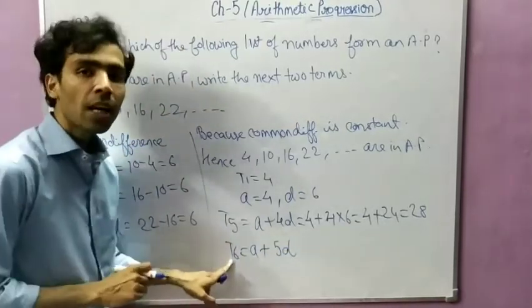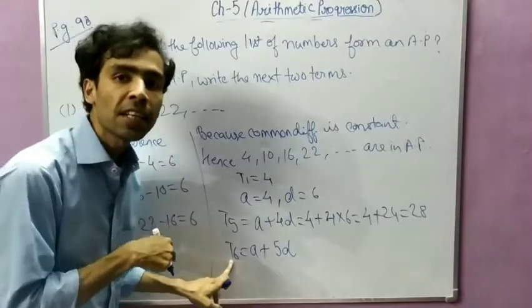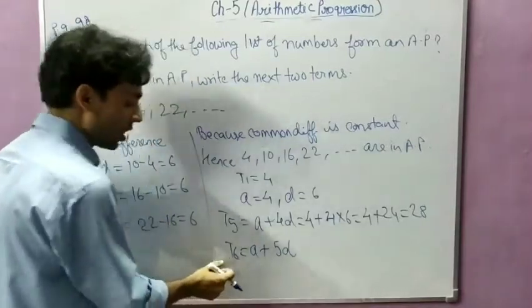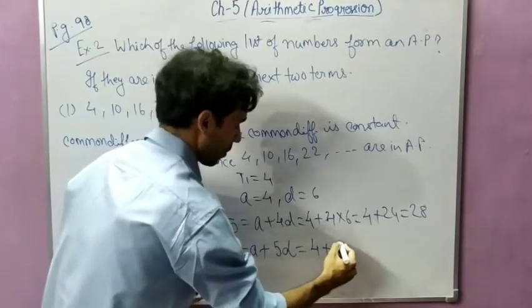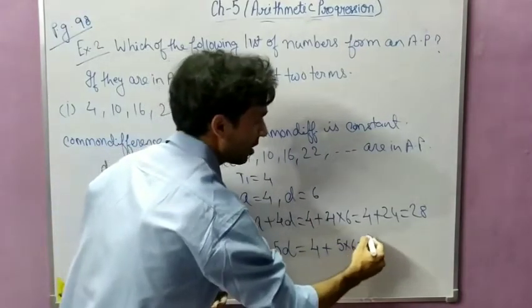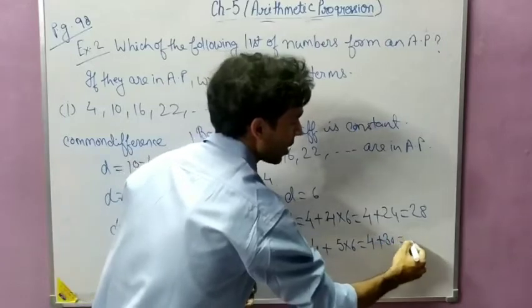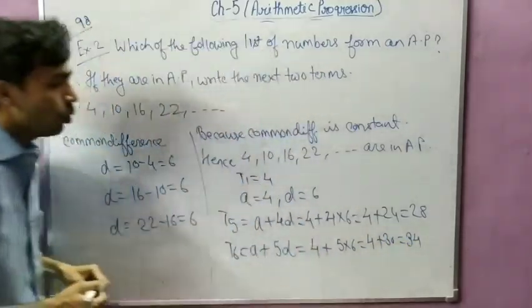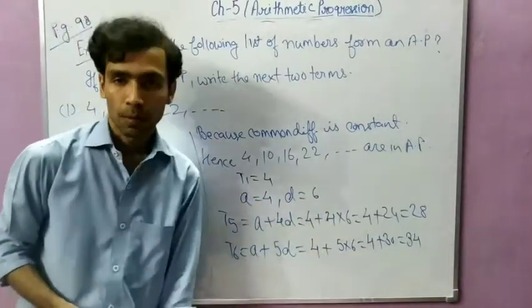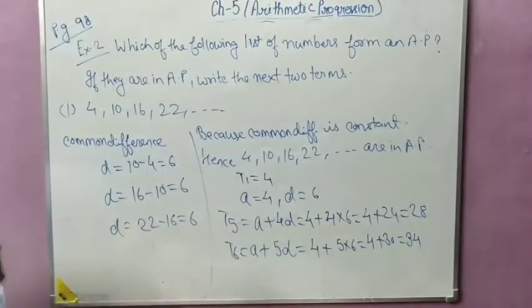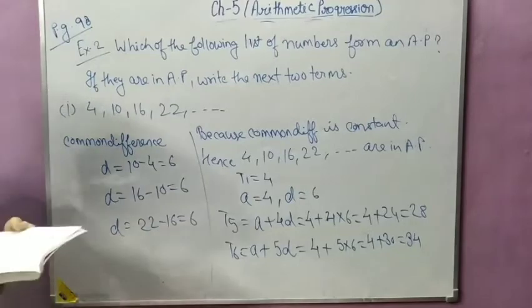For whichever term we have to find, we add one less than that many D to the first term. So T6 is equal to A plus 5D. So 4 plus 5 into 6, that is 4 plus 30, that is 34. So the next two terms are 28 and 34. Okay. Similarly, you can also solve the remaining questions.